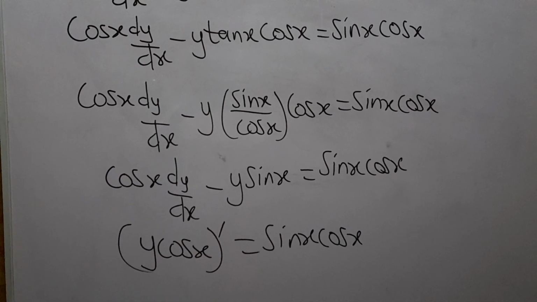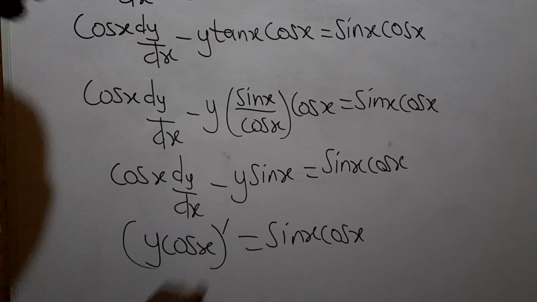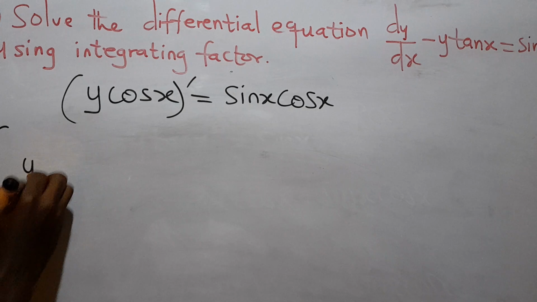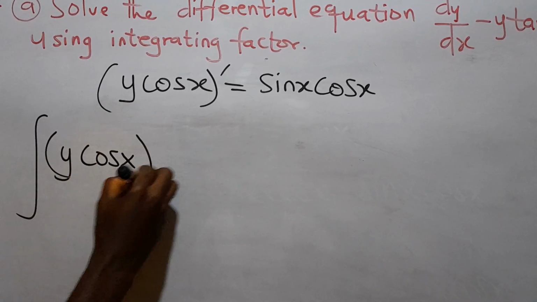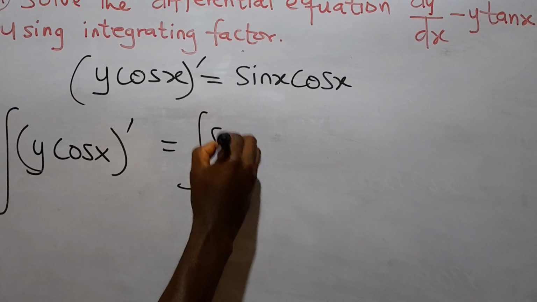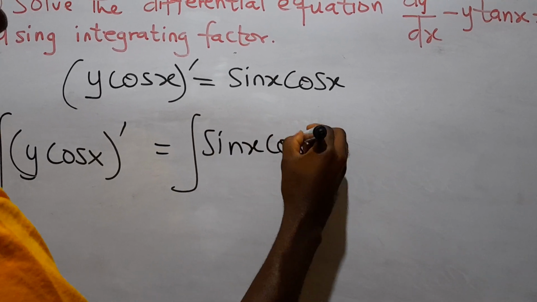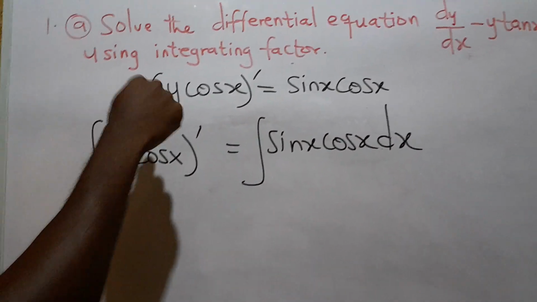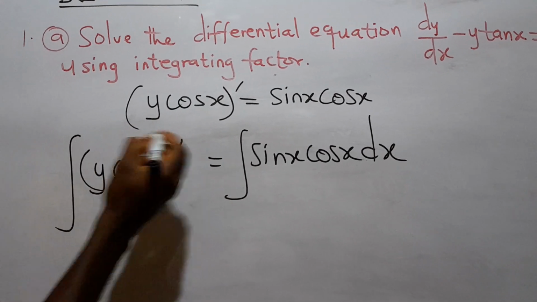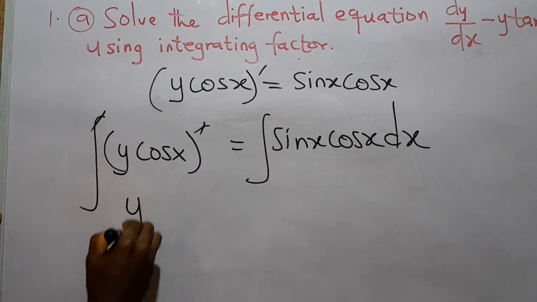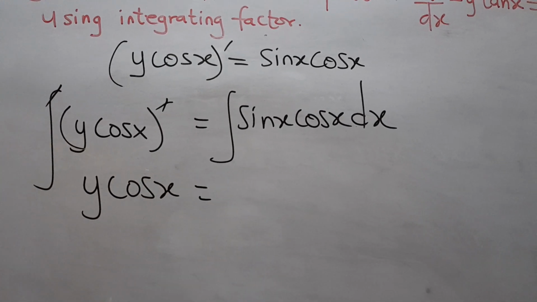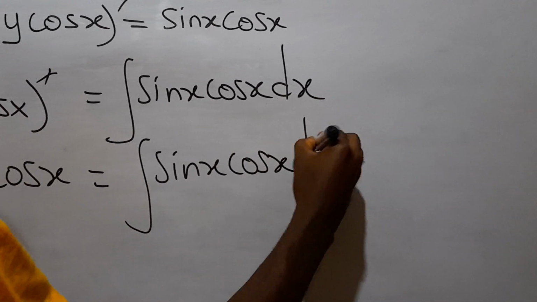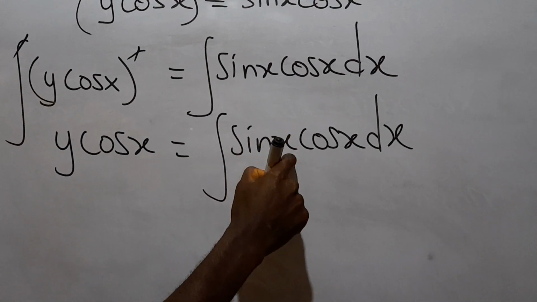So we are right to say that this side is the product differentiation of the dependent variable and the integrating factor. After we get this, the next thing is that we integrate both sides. So we have the integral of the differential of y cos x equal to the integral of sin x cos x dx. Anytime you integrate the differential of a function, you get the function back. So we have y cos x is equal to the integral of sin x cos x dx. Now, how do we integrate sin x cos x dx?